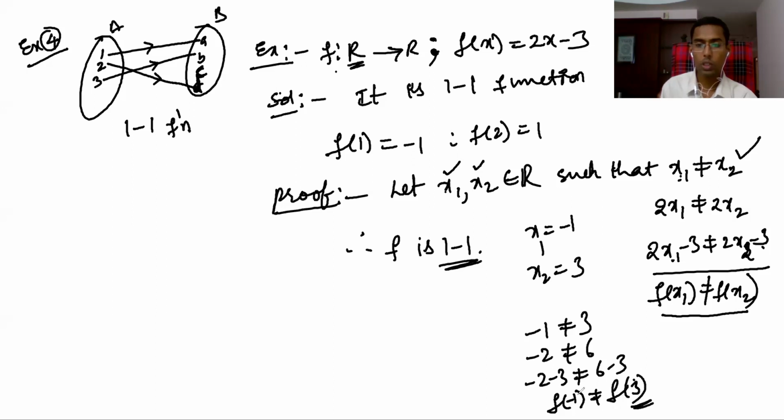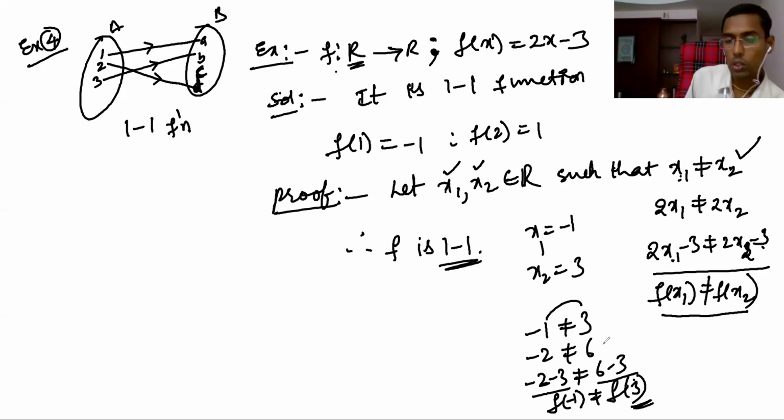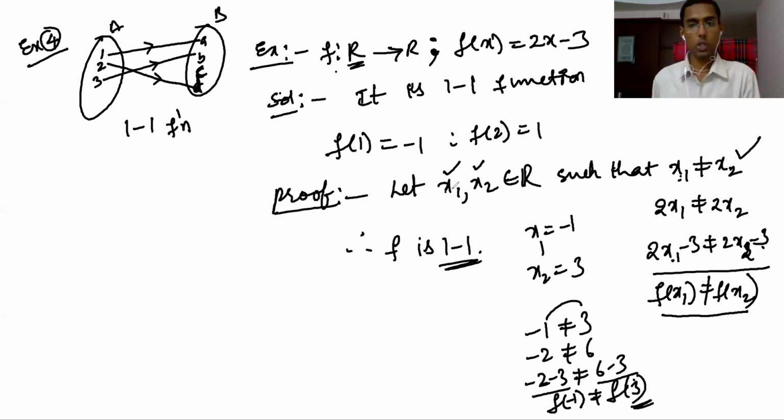Like that, if you take some different elements, the images are also different. What are the images? This image is minus 5, this image is 3. So this is a 1-1 function. Different elements have different images, therefore it's a 1-1 function. Now you may ask, what is not a 1-1 function?